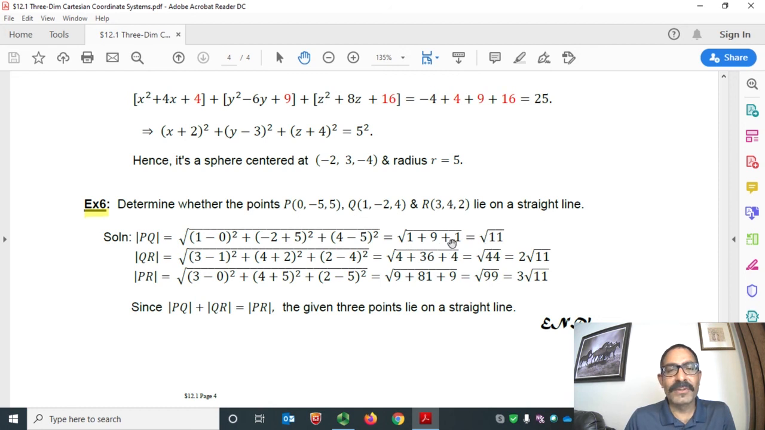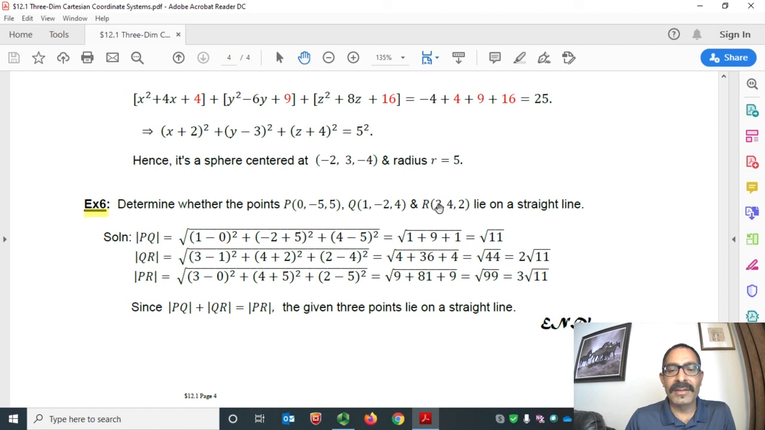1 plus 9 plus 1. Similarly, find the distance QR. So QR, under the radical (3 minus 1) squared plus (4 minus minus 2, which means 4 plus 2) squared plus (2 minus 4) squared. Simplify, gives you 2 times radical 11. Finally, the distance PR. So P here, R here.